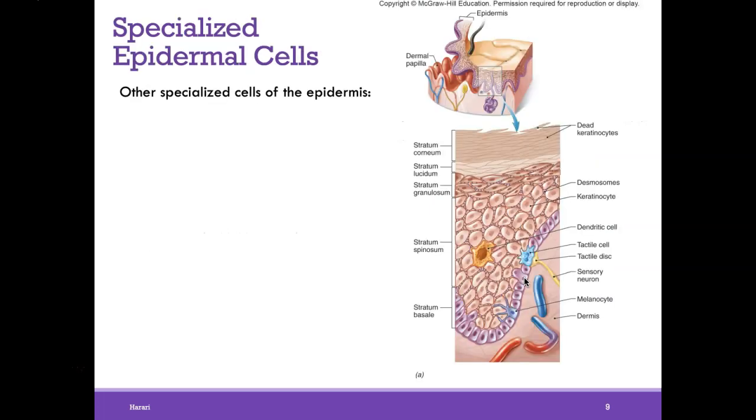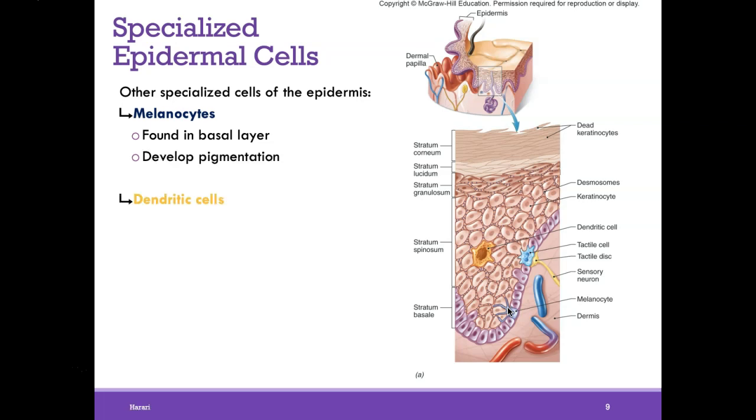So there are many other cells that we need in the epidermis. One are called melanocytes. So melanocytes are also found in the basal layer. So here we have a little melanocyte. So they only occur in the basal layer. And these develop pigmentation. They synthesize the brown-black pigment melanin. And we'll talk a lot more about that because they help us get protected against UV light. So they protect our DNA. They also have a role in skin colorization.